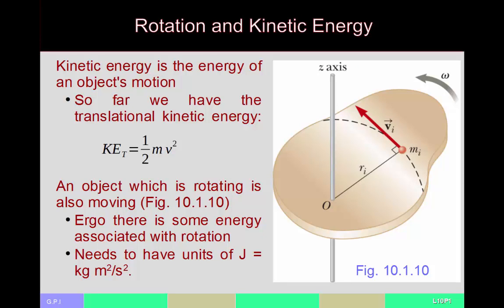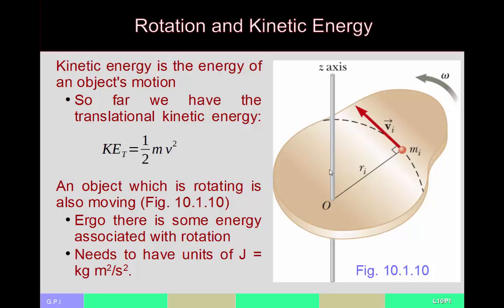Now I wanted to move on to the next topic in rotational motion, which is kinetic energy. In a previous lecture, lecture set 7, I discussed translational kinetic energy. For a given object, the translational kinetic energy is half of the object's mass times its speed squared. If an object is simply rotating without translating, there's still some motion, which means it still must have some kinetic energy. That kinetic energy is associated with the rotation of the object, and it will still have units of joules, because that's the unit for any kind of energy.